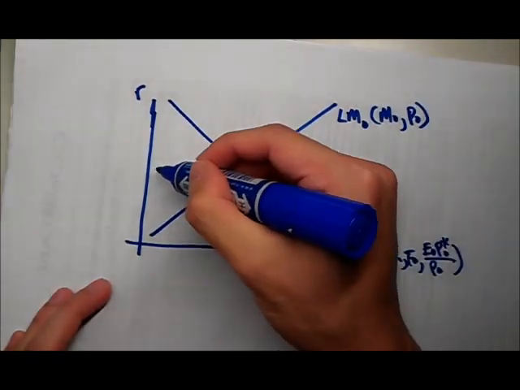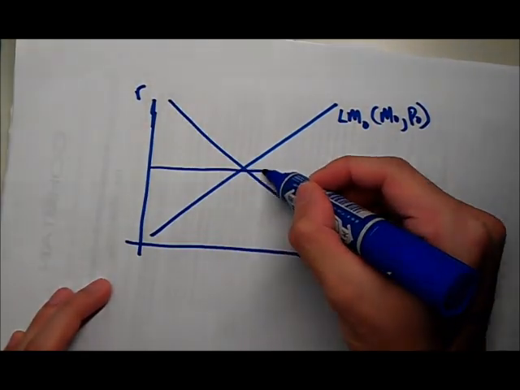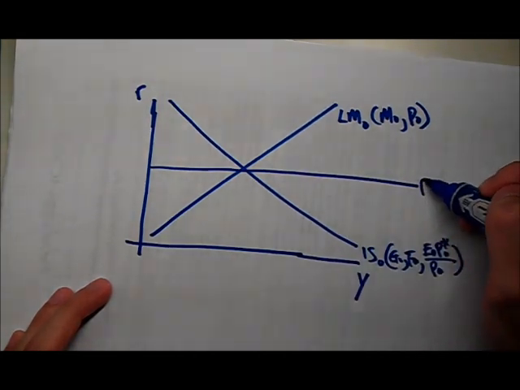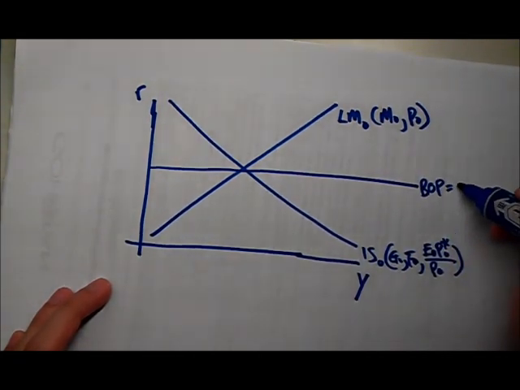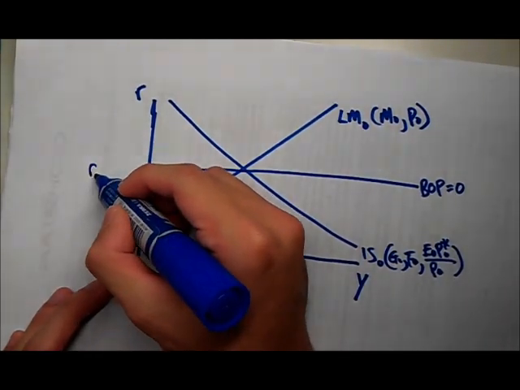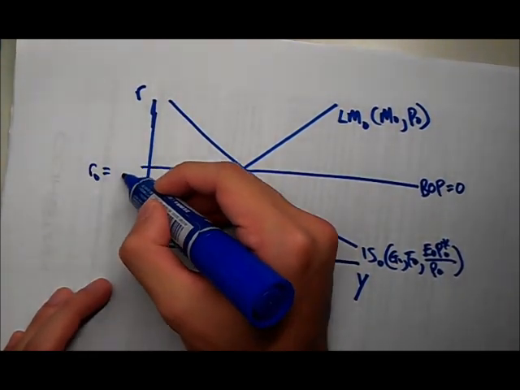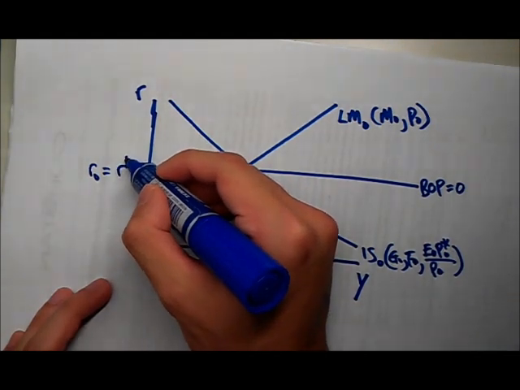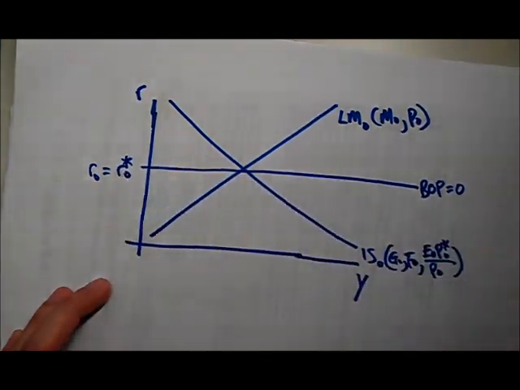Now there'll be one extra line over here. This is the BOP line. The BOP line should always be 0. And at this point, our domestic interest rate will be equal to the international interest rate.